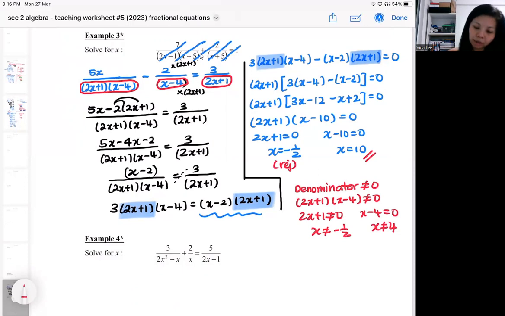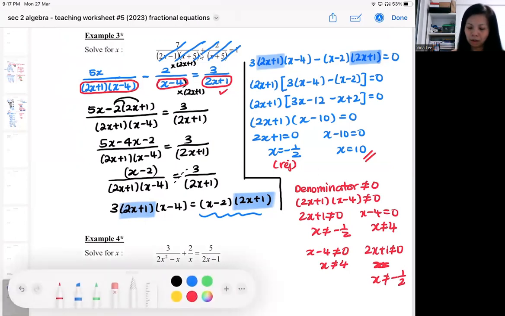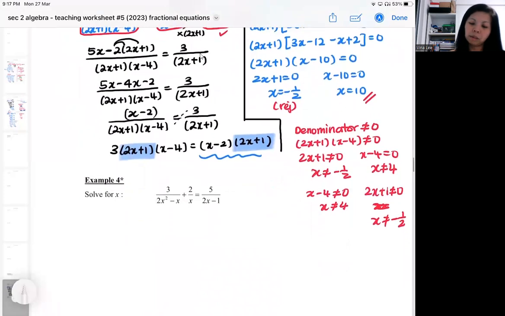If you check the other denominator, you're going to get the same thing. x cannot be 4. The other denominator, so this denominator, 2x plus 1, they are the same thing. So the invalid answer will be minus half and 4. You realize this is a minus half, so you reject that answer. This is how it happens that one of the answers is being rejected.